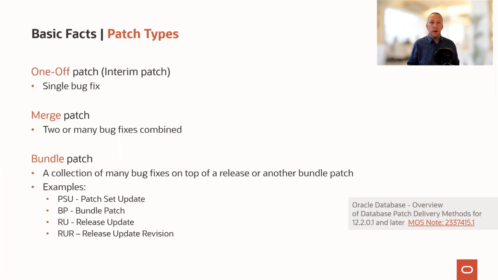So once you have your bug fix, we will deliver it to you via a patch. The most simple patch is a one-off patch, and it contains only one bug fix. Now, you could also get a merge patch, which contains two or more bug fixes. And this could be the case if your specific bug fix is dependent on another bug fix. Then we can ship those two in a merge patch. And then we have the bundle patches, which are collections of many bug fixes, like release updates and revisions.